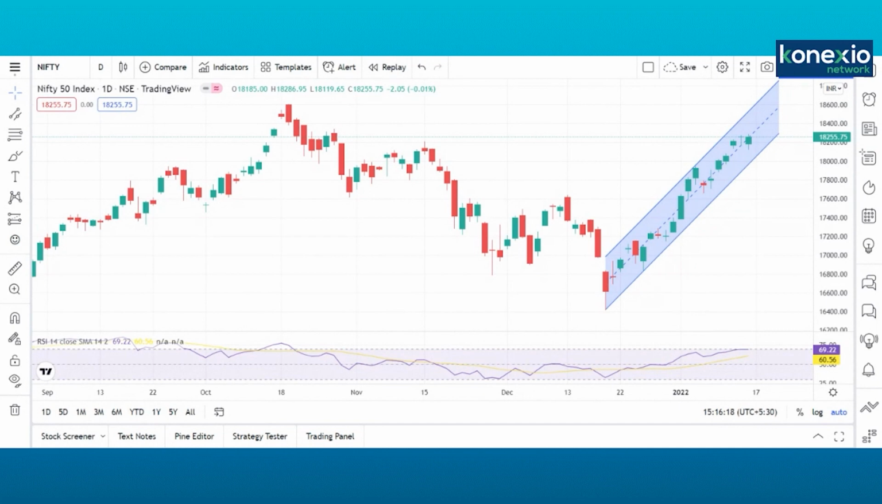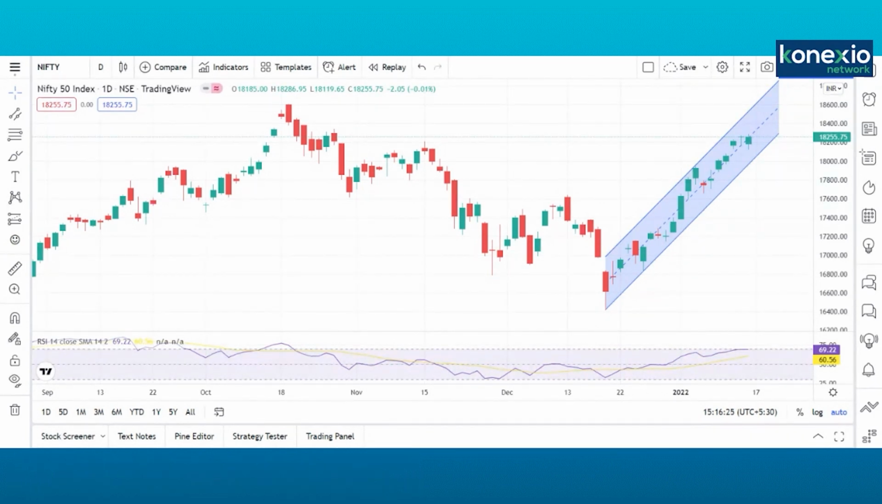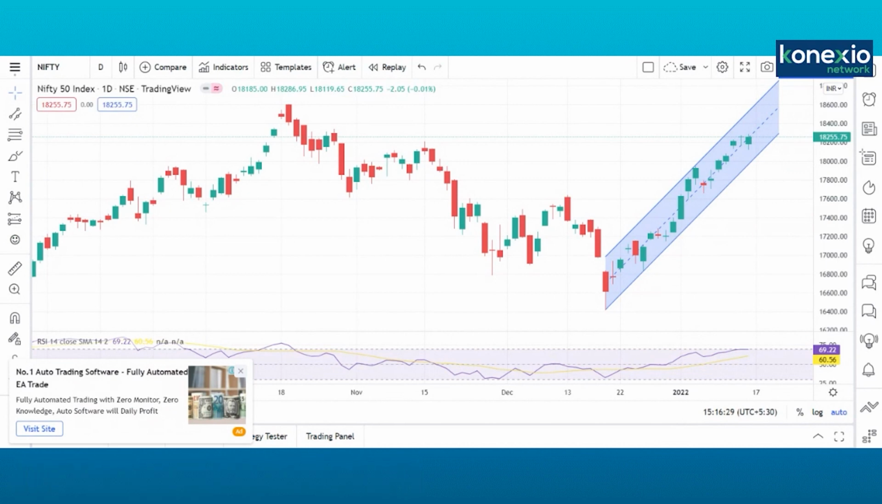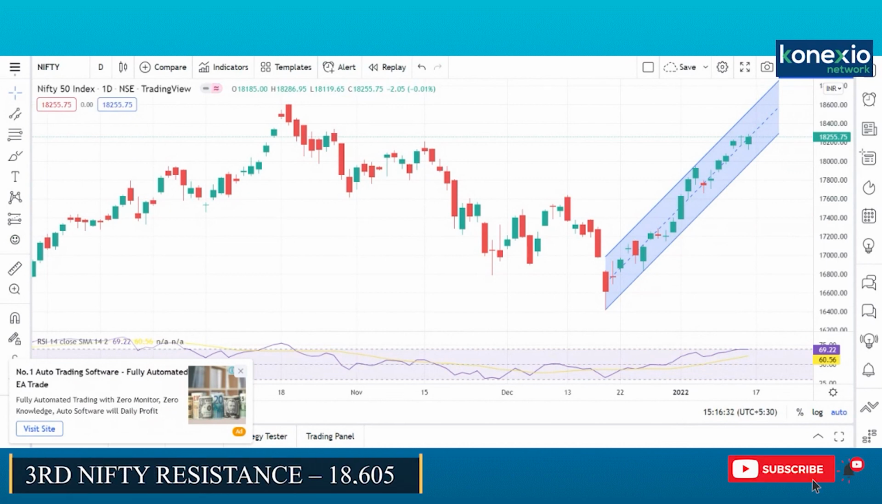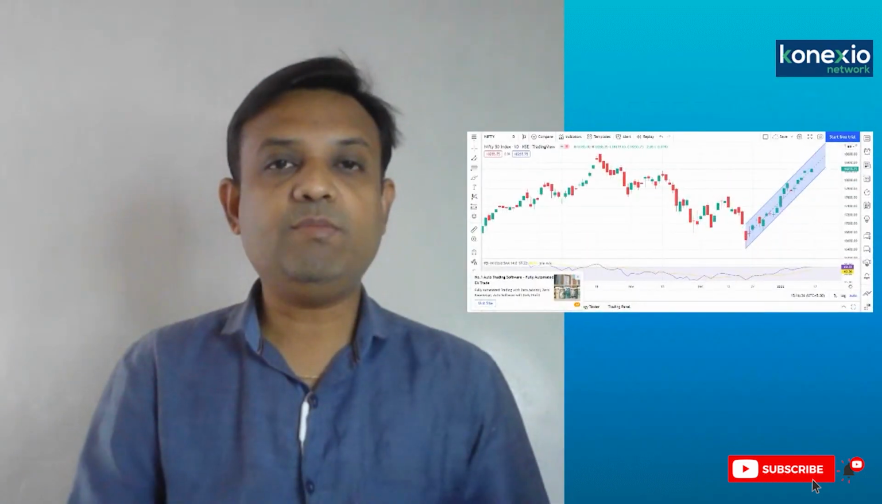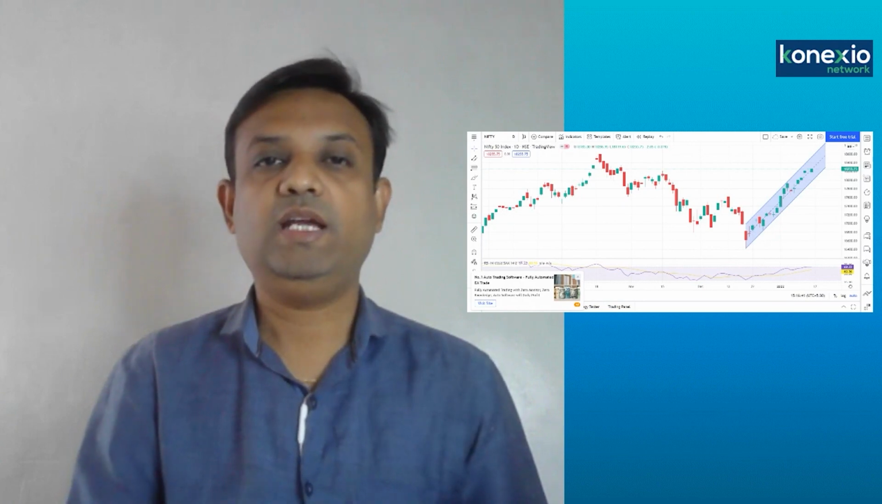Whereas on the upside, the first resistance in the Nifty is placed at 18,342. Second resistance is placed at 18,458, and third resistance is placed at 18,605, which is the all-time high. So these are the important supports and resistance in the Nifty. Traders are suggested to follow these levels and try to trade in the direction of the primary trend. And the primary trend is positive, so the strategy would be buy on dips.